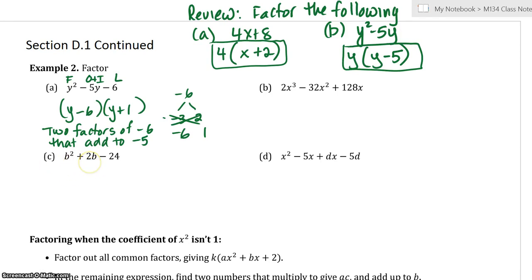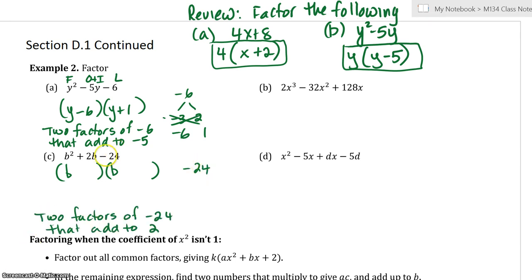So let's go ahead and do C first. I know I'm going to do it out of order. Just that same idea. So again, this is a trinomial. This is going to be the first, so this would be a b and a b. And then we're looking for all the factors of negative 24.